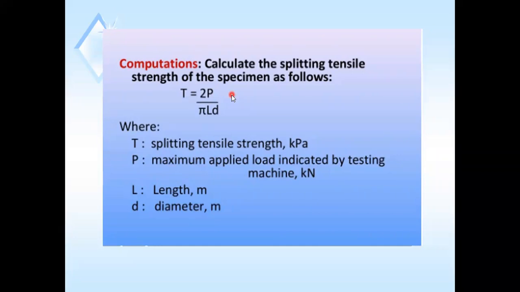If the maximum applied load is 100 kilonewton, that is P equals 100 kilonewton, L is the standard value, which is 300 mm always, and diameter is again standard, 150 mm. So what is the split tensile strength? 1.4 into 10 raised to minus 3, or you can take it in Newton per mm square also. You will get some values like 1.4 MPa or 14 MPa likewise.